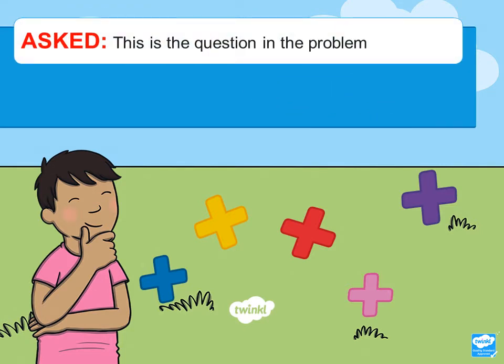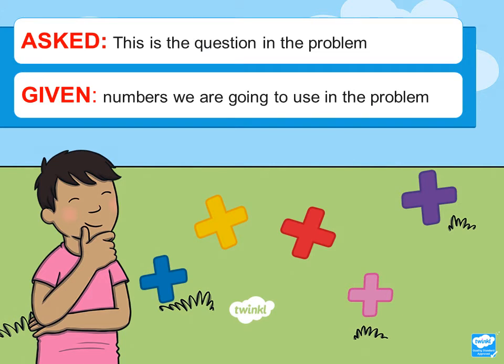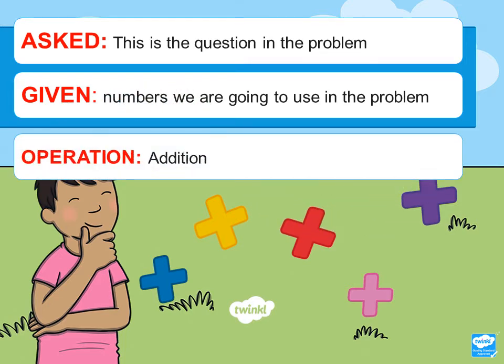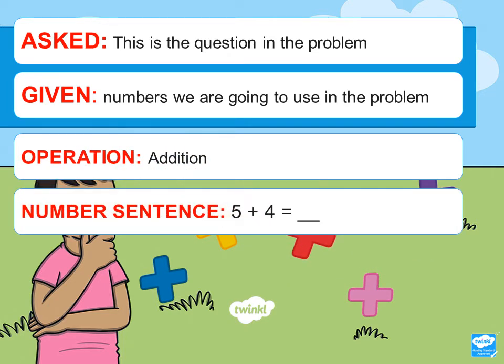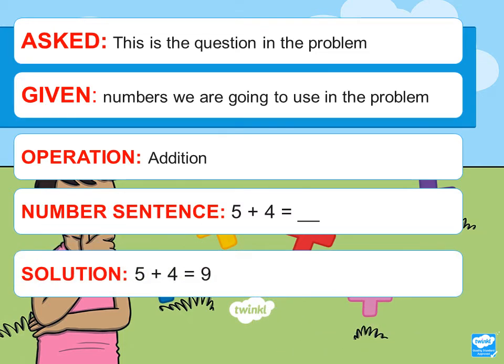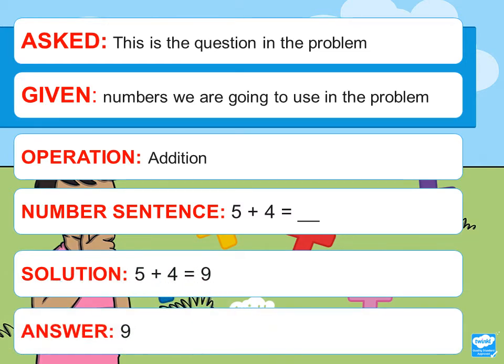Do you still remember the parts of an addition word problem? The ask is the question in the problem. The given is the numbers we are going to use in the problem. The operation is addition. And the number sentence is 5 plus 4 equals blank. It means we are going to find the answer. The solution is 5 plus 4 equals 9. And the answer is 9.